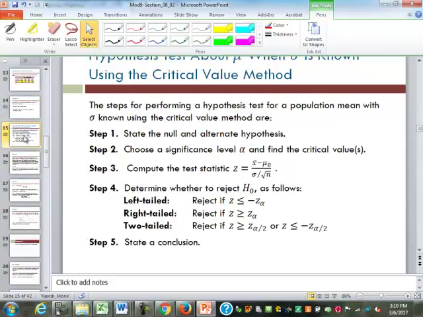So first, we're going to state the null and alternative hypothesis. We went over how to do that. Choose the significance level. It's very important. Before we gather data and perform a test, we must set the parameters of the test. We must set the significance level, alpha, and find those critical values before we start analyzing data. Then we can compute the test statistic and compare it, and determine whether we're going to reject or not reject, depending on what our alternative hypothesis is.